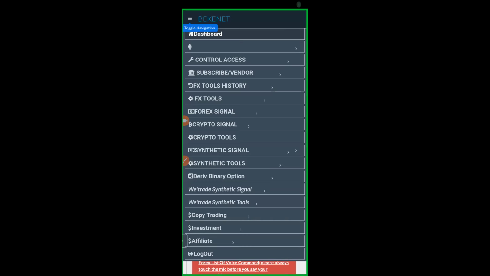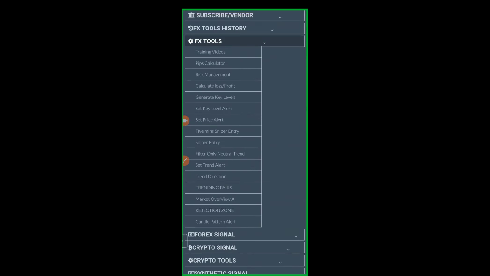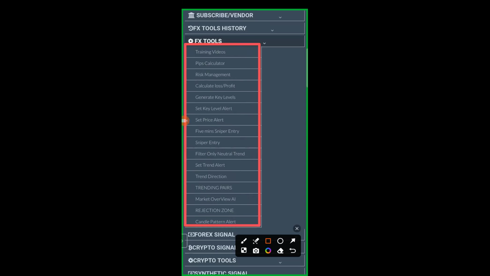Okay, so if I go to the tools, let me go to the FX. Look at the FX, there's a new tool added. All of these tools are powerful tools that are going to help you trade the market massively. Look at them. You have a trading video, top pips calculator, risk management, calculate loss, profit, generate key levels, set key levels alert, set price alert, 5 minute sniper entry, and sniper entry filter.